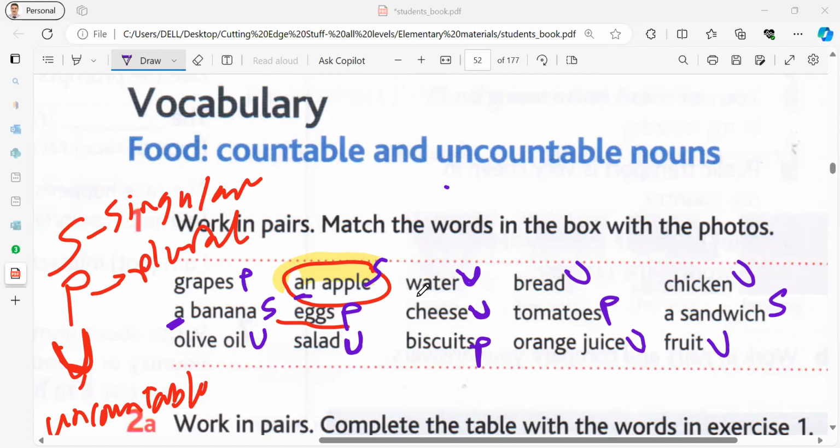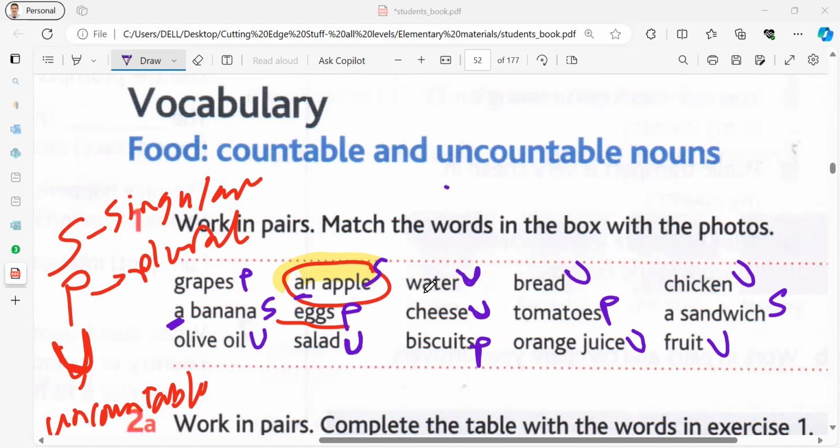Ibrahim, listen to me well, I said countable nouns. Grapes. A banana. An apple. Eggs. Biscuits. Tomatoes. A sandwich.